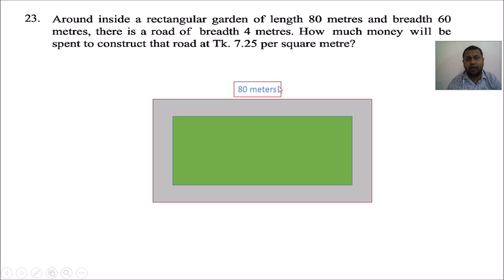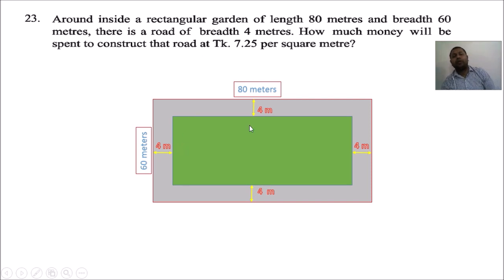You can see here is a garden, and there is a road. The length of the garden is 80 meters, breadth is 60 meters, and a 4 meter breadth road runs around inside the garden. So here is the word inside. So the road is inside the garden. That means the total length is 80 meter, and this length is 60 meter. So you have to understand whether the road is inside or outside. As it is inside, we have to think of this as the whole length. If it is outside, then this 80 meter will be here, 60 meter will be here.